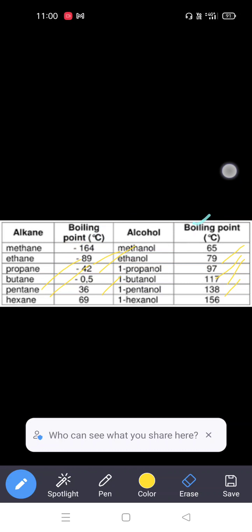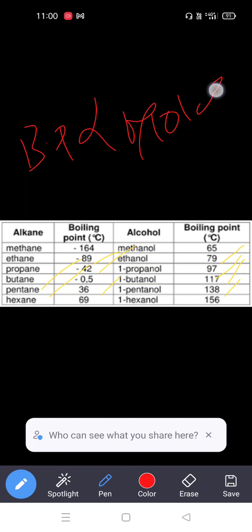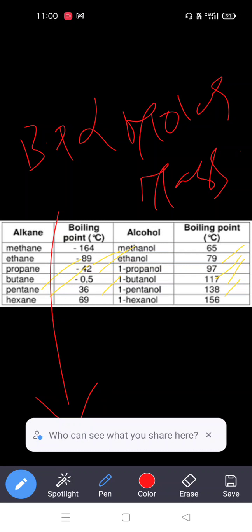As the molar mass of the compound increases, the boiling point also increases. The boiling point is directly proportional to the molar mass of the compound. For example, from top to bottom, the molar mass increases from methane to hexane. That's why the boiling point increases. If the same number of carbons is present in the alkanes and alcohols, what is happening? The alkanes have lower melting and boiling points because there is no hydrogen bonding. So that's why they have lower boiling points when compared to alcohols.